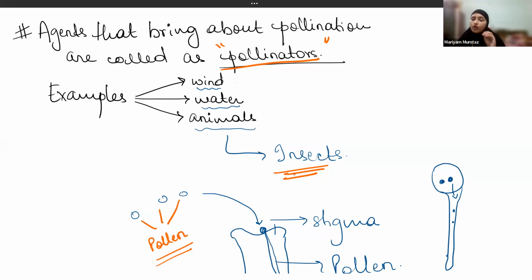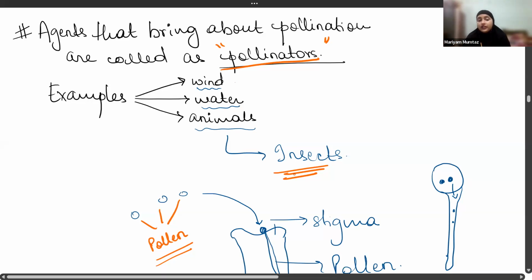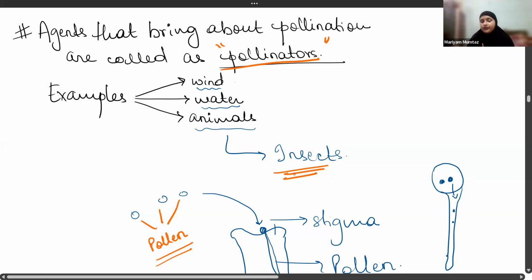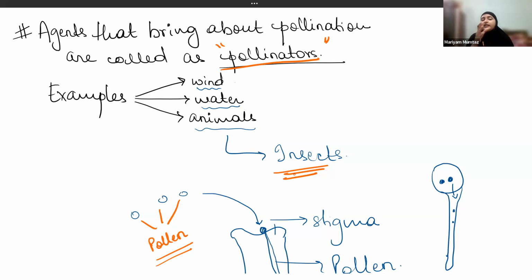Now talking about water pollination, it takes place in the case of aquatic plants. The plants that live in water will only use water for pollination, isn't it? Water can't come from the reservoir and take the pollen and put it to the stigma. That cannot happen, right? So in the case of water pollination, aquatic plants release their pollen into the water and then the water currents carry the pollens to the stigma. That is water pollination.